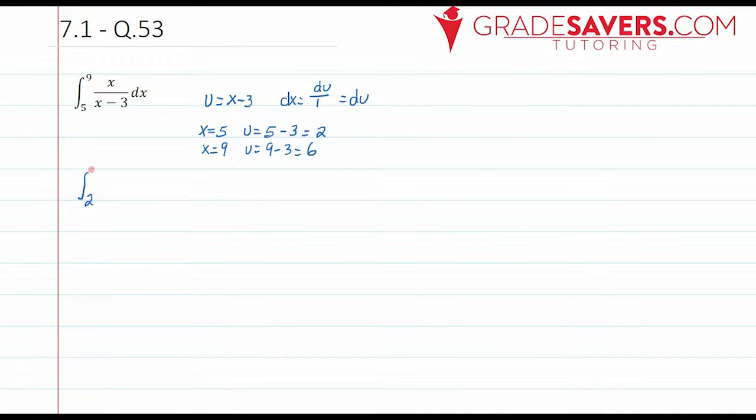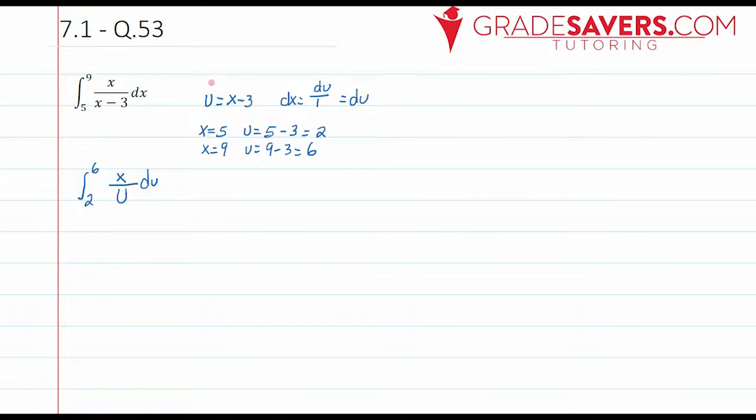Therefore, our bounds are now from 2 to 6 of, and let's begin our substitution, x cannot be replaced by u or dx, so we're left with x. x minus 3 is replaced by u, and dx is replaced by du. And now we have a bit of an issue because we can't get rid of this x. We couldn't replace it with u, and we couldn't get rid of it when we substituted in whatever dx stood for.